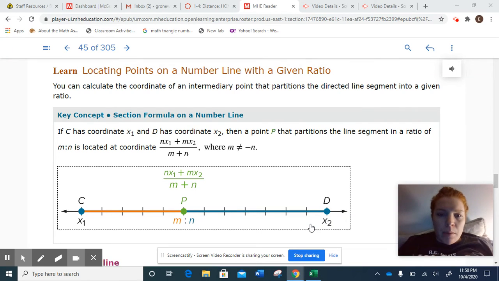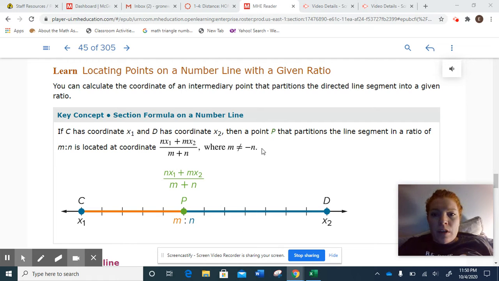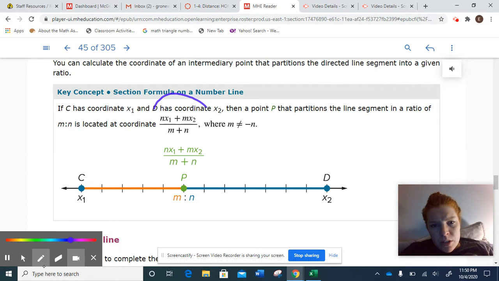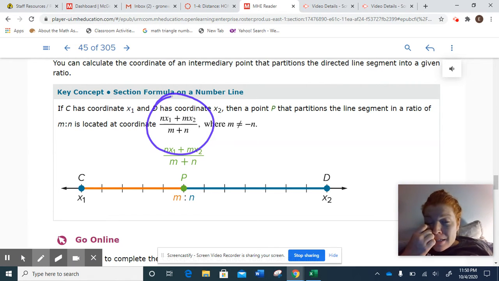So for the second type of this section, using the number line to help solve a given ratio. In this case, they give you this formula here. We didn't really use it on the last one, and it really just depends on what type of number line you have.